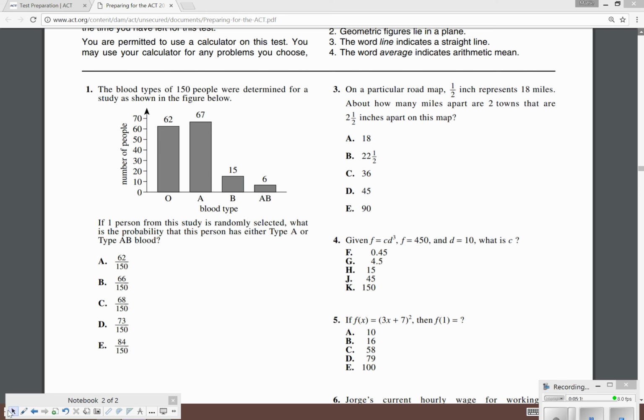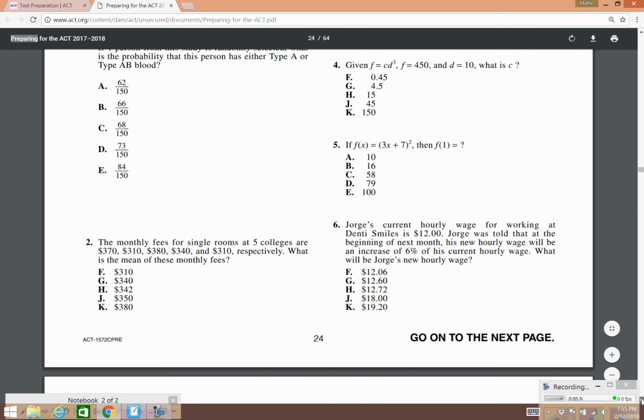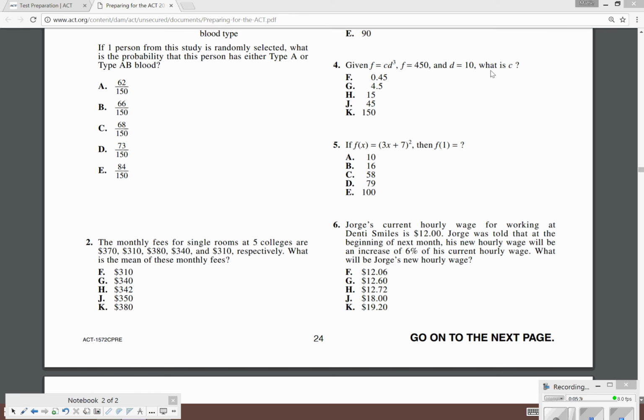Number 4 says, given that f equals c times d to the third power, or cubed, f equals 450, and d equals 10, what is c? I'm going to start off with the equation f equals c times d to the third power, and I'm going to plug in the things that they've told me. F equals 450, that equals c times 10 to the third power, and then I'm going to start to evaluate or solve wherever I need to.